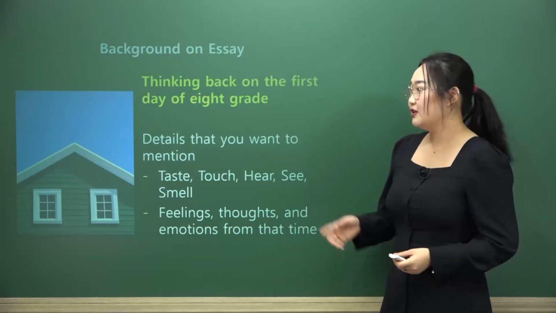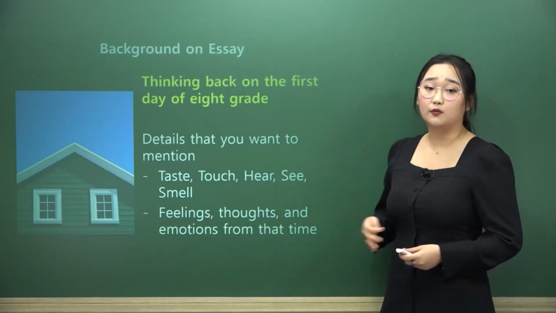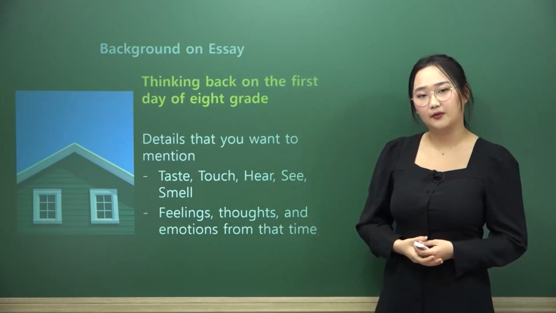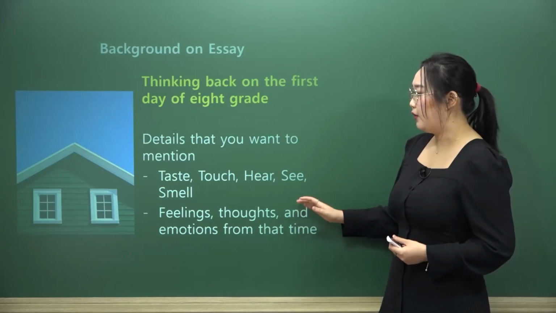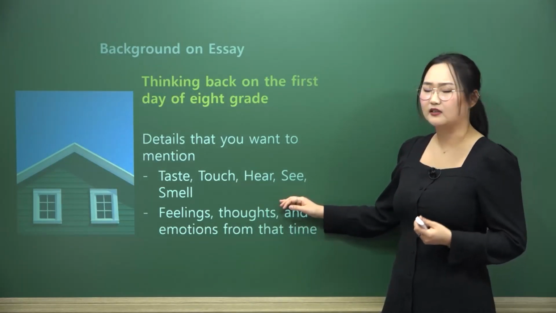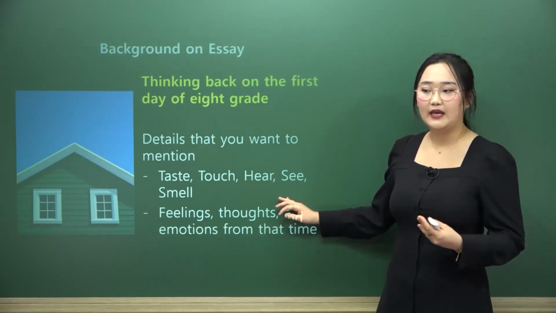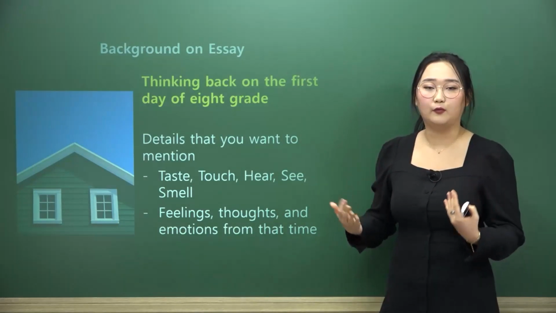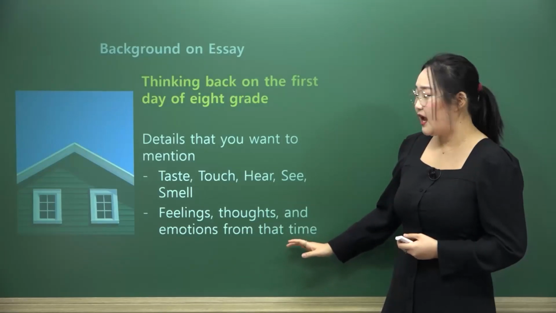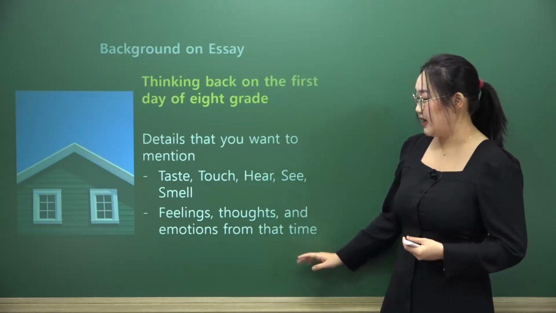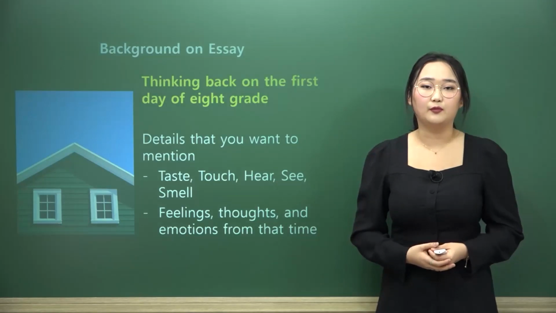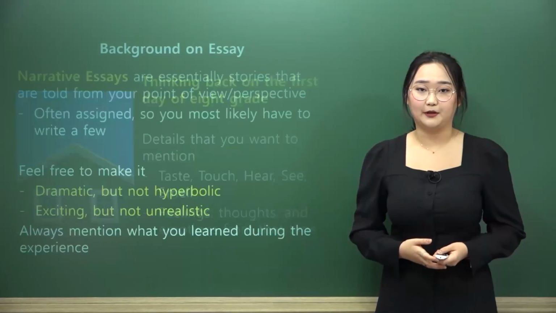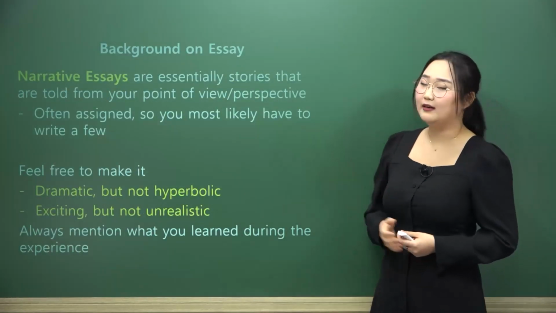So a little bit extra is that details you might want to mention when you are writing an essay of this type of nature, thinking back on the first day of 8th grade. What do we want to mention here? Well, we want to mention taste, touch, hear, see, smell. We want to talk about the things that we experienced when we had this day. Why? Because we're thinking back on it. We are recollecting our experience, as well as feelings, as well as thoughts and emotions from that time. It's important that we really try to dig up all those thoughts, all those memories, and really put them on paper.